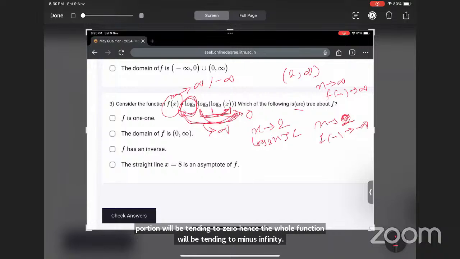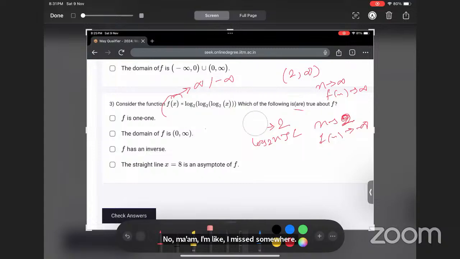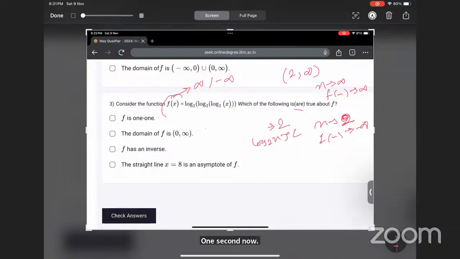No, ma'am, I missed something. One second, ma'am. If x tends to 2, then this function will be tending to 1, right? Logarithm base 2 of 2. Yes, ma'am. Then the whole function will be tending to 0, and this function will be tending to minus infinity. Oh, yeah, I understood. So we have to check the limit, but not at some random point. Just check the limit at boundary points. That is what I am saying.